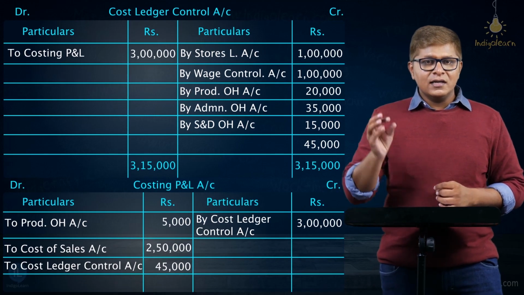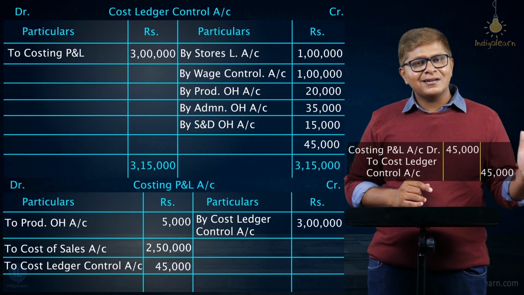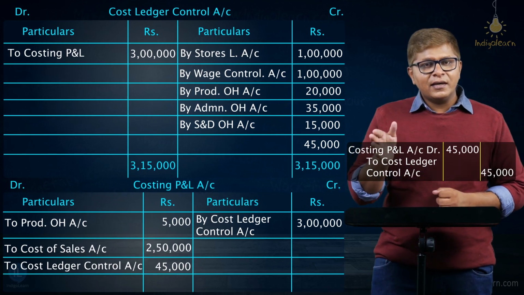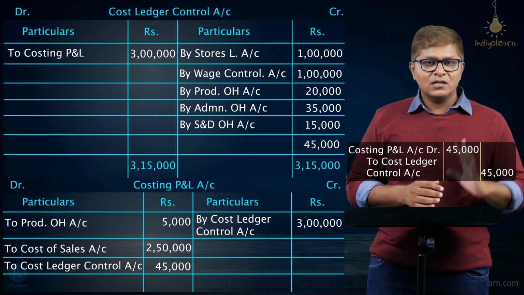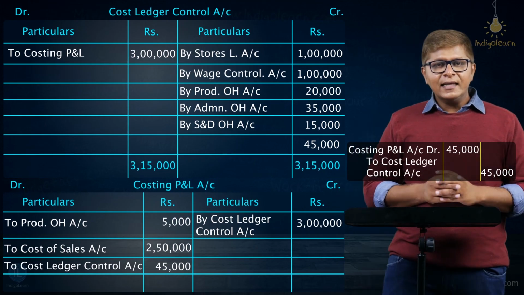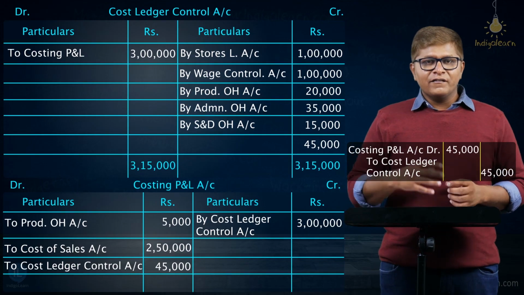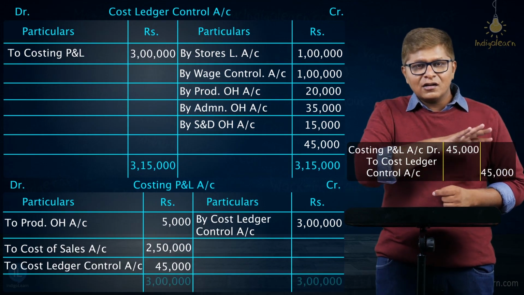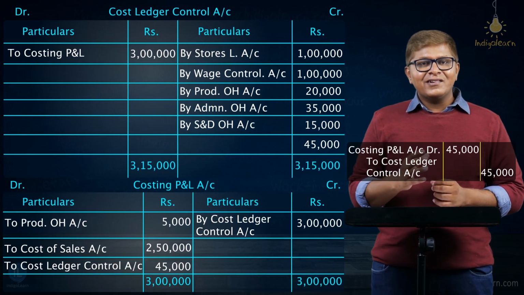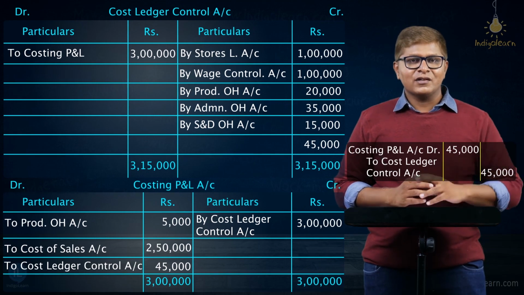So what we will do is this profit entry, we will transfer to a representative account, which is our cost ledger control account. What will be the entry for transfer? We will say costing P&L account debit 45,000 to cost control ledger account 45,000. Let's do the respective posting in the costing P&L and in the cost ledger control account. With this posting, the costing P&L account will get nullified to 0, and in the cost ledger control account, it will appear on the credit side as by costing P&L rupees 45,000.